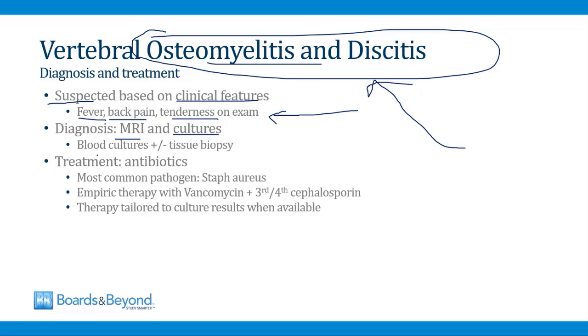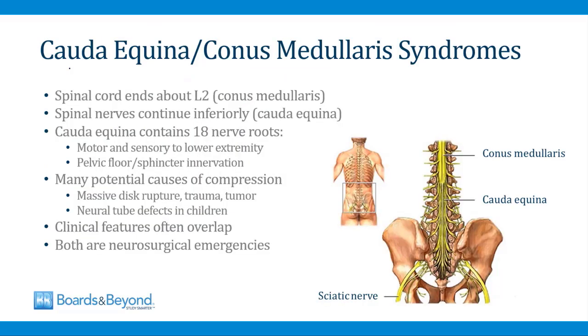And then for cultures, you can sometimes identify the pathogen by blood cultures, but there are some cases where a tissue biopsy of either the disc or the spine is necessary. And the treatment is similar to epidural abscess without the surgery. It's simply antibiotics. Once again, the most common pathogen is Staph aureus, and these are usually the initial antibiotics. And then you can tailor the antibiotic therapy once you have the culture results and you know the sensitivities of the bacteria. And then I'll finish this video by talking about the cauda equina and conus medullaris syndromes.